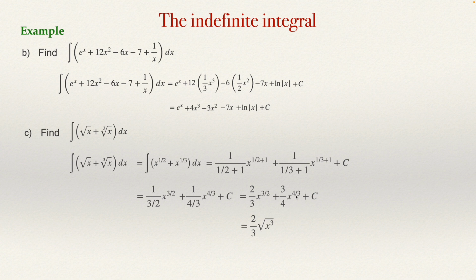But in the second one, x to the power 4 over 3, it is a cubic root, because you need to type this 3 as the index of the root. So it will be 3 over 4 cubic root; the denominator of the fraction of the exponent will be the index, and the numerator of the power will be the exponent in the root. So it will be the cubic root of x to the power 4. And the constant of integration. So this is another way to give the answer.